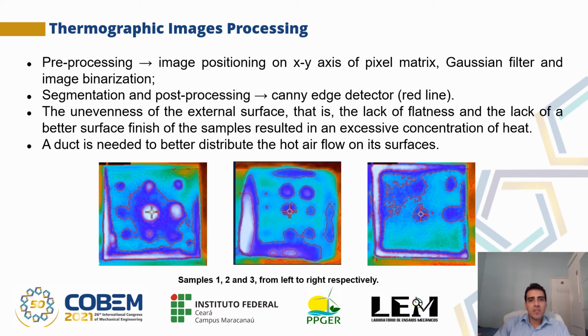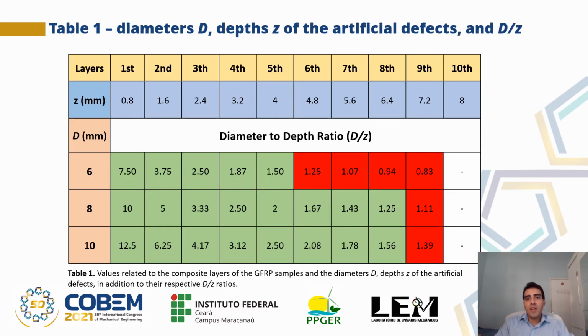The unevenness of the external surface, that is, the lack of flatness and the lack of a better surface finish of the samples, resulted in an excessive concentration of heat. A duct is needed to better distribute the hot air flow on its surfaces. Table 1. Values related to the composite layers of the GFRP samples: the diameters d, the depth z of the artificial defects, in addition to their respective d/z ratios.